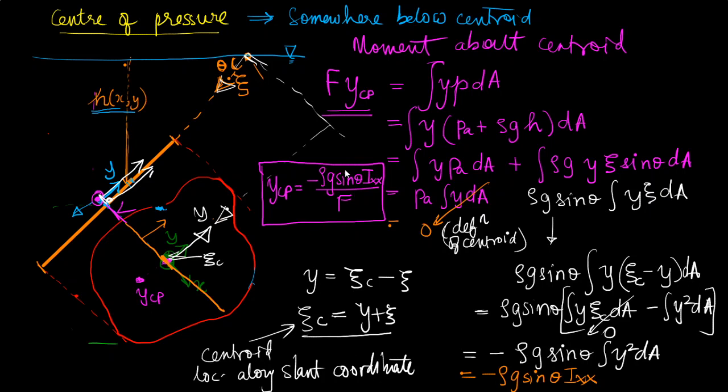What does it mean? It means that ycp is negative, and with respect to the centroid, if the y coordinate is pointing up, ycp is always going to go below the centroid. And this physical intuition we have already had.